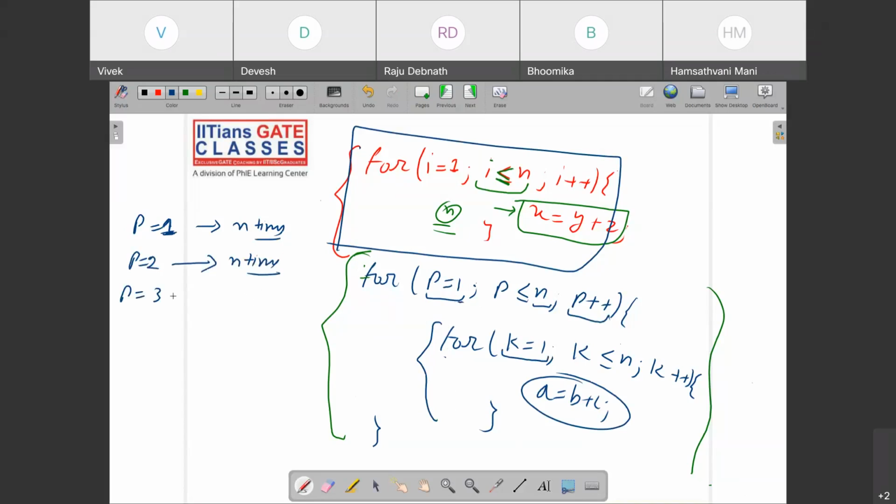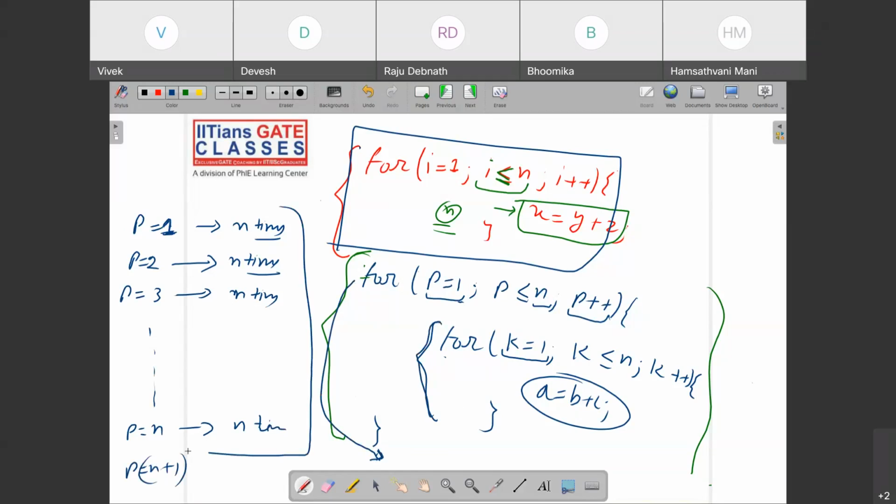When p equal to 3, it will execute n times, and we'll go on till p equal to n. It will execute n times. Now when p becomes n plus 1, we will get exited from this for loop, and we cannot execute the inside for loop again. So how many times is it?